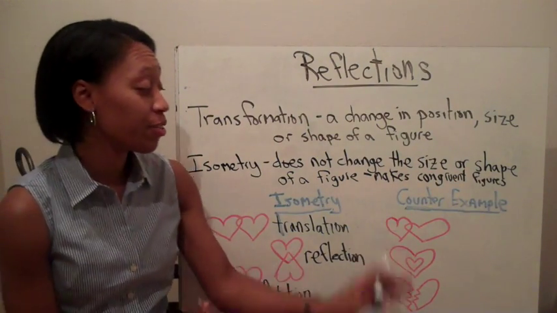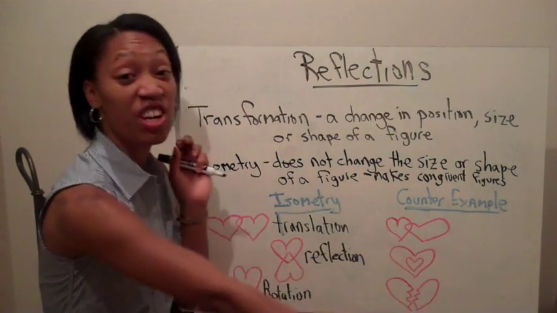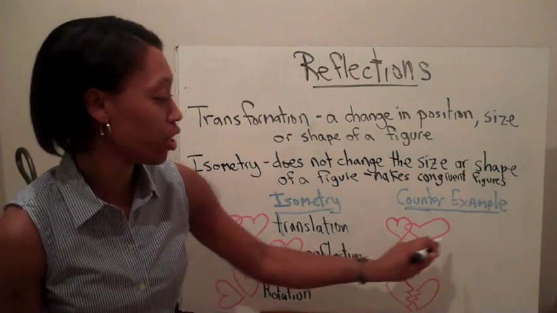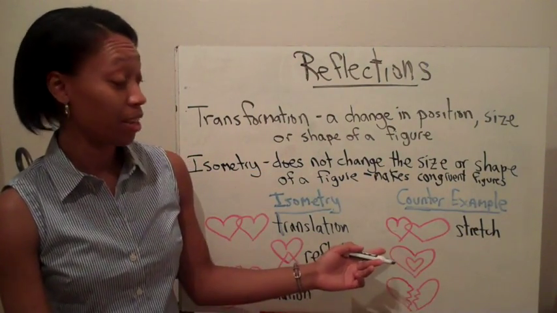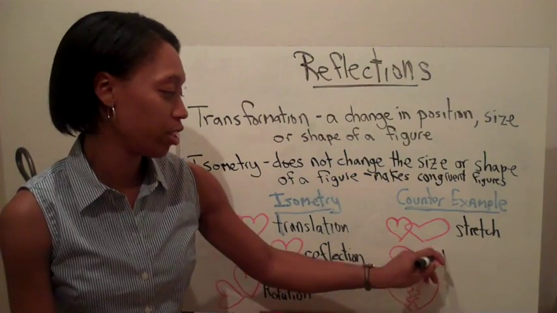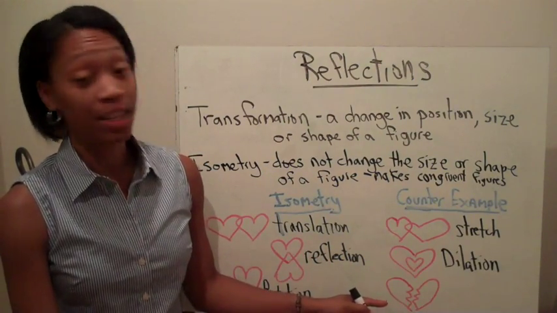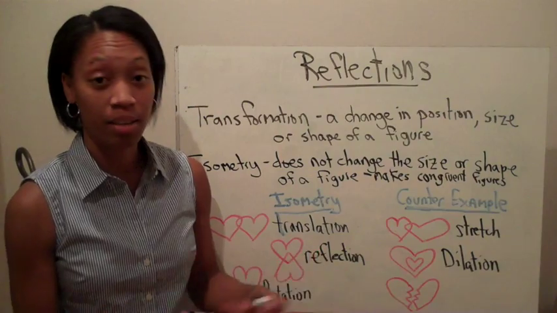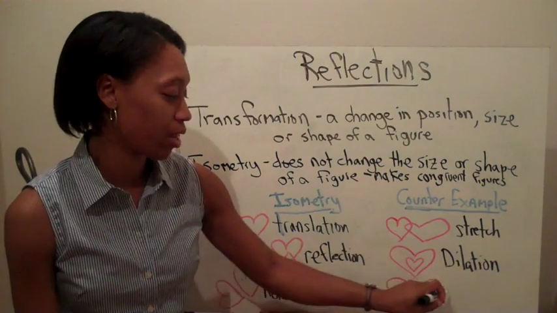And then a counterexample: if you have the shape but you stretch it, stretch is not an isometry. Dilation, making it larger or smaller, is not an isometry. And any kind of cutting of the shape or losing a piece, that's also not an isometry.